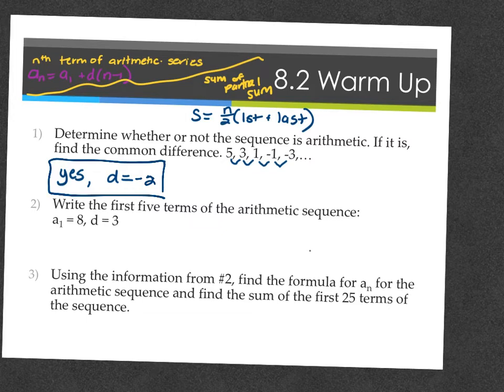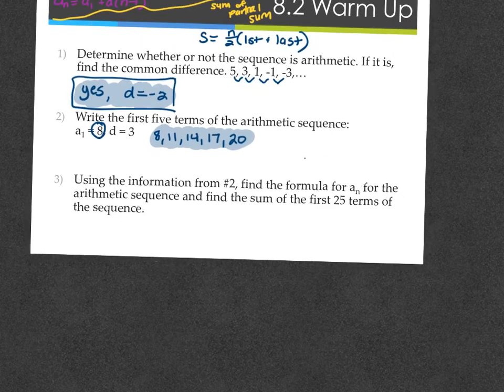Number 2 said write the first 5 terms of the arithmetic sequence. So I'm starting with a sub 1, which is 8, and I'm adding 3 to it. So it'd be 8, then 8 plus 3 is 11, then 11 plus 3 is 14, 14 plus 3 is 17, and 17 plus 3 is 20. And it said first 5 terms, so we always include the one that they gave us at the beginning, and then obviously there should be a set of 5. Everybody still good? Yes?